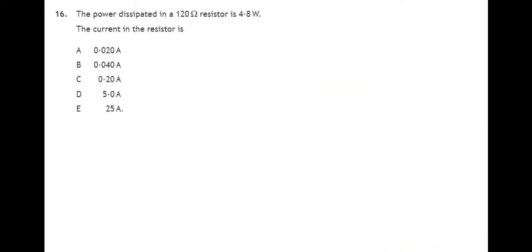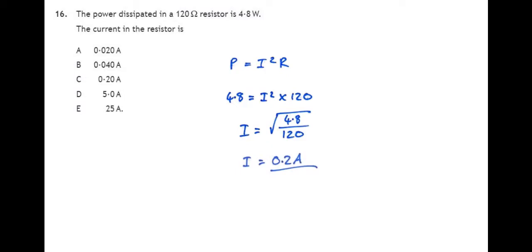Number 16. Power dissipated in a 120 ohm resistor is 4.8 watts. The current in the resistor is... so we've got resistance, we've got power, we want to know current. We'll use this formula, P equals I squared R. Stick our numbers in the formula, rearrange it, and we get 0.2 amps. Answer C.